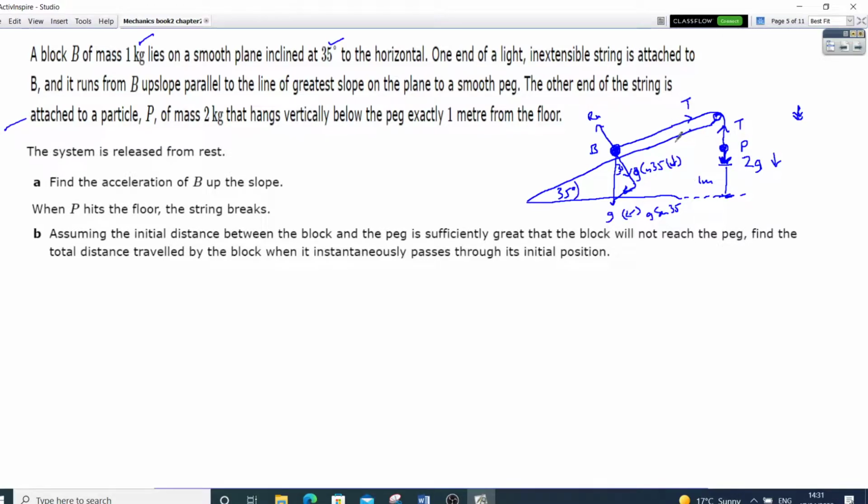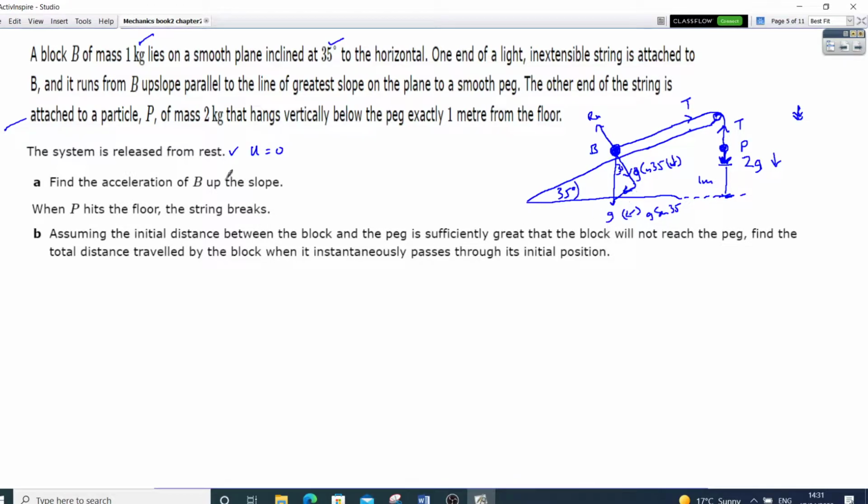With this information now, we just need to look at this diagram. We don't need to read that again. Everything that we need is there. The system is released from rest, so when it's released from rest, you know that the initial velocity is going to be 0. Find the acceleration of B up the slope. So we're going to find, as I assumed correctly, that the acceleration is going to be up the slope, as P is heavier, so it's going to be pulling it down.